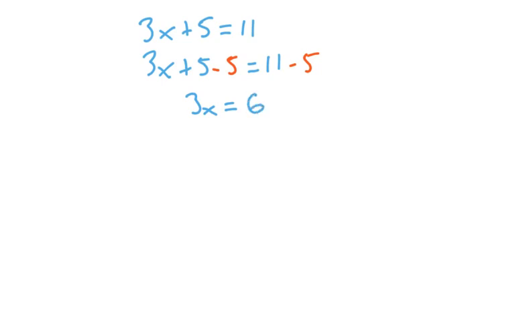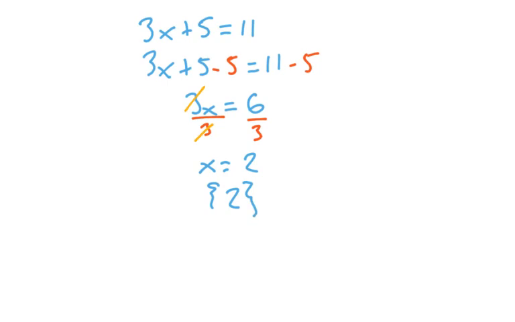Now to get the x the rest of the way by itself, to completely isolate it, I would divide, getting rid of the last operation. 3 divided by 3 is 1. 6 divided by 3 is 2. x is equal to 2. I've managed to do that thing that I said I wanted to do of isolating the variable, getting an equation of the form x equal a number. That tells me that my solution set is the set containing 2.